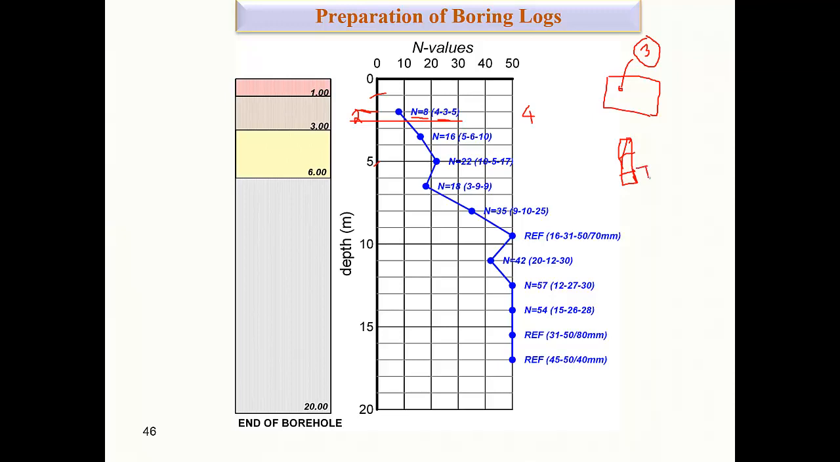So to insert this first 150, they needed 4 blows. Then the second insert, they needed 3 blows. And the last insert, they needed 5 blows. We usually do not consider this first one. So that's why N is 8 here. For this, N would be 8.